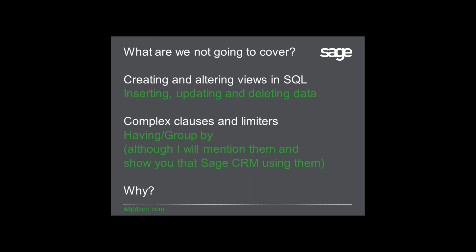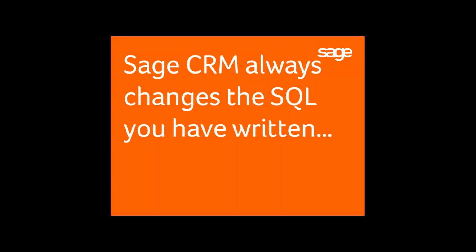Now, all of that raises the question of why we are going to work in a particular way. One of the reasons is because Sage CRM nearly always changes the SQL that you've written. So if you define in your view, for example, an order by statement, what you'll find is that if that view is used in the context of a list, CRM will try to automatically apply an order by statement anyway. And that's something that we'll look at in a little bit more detail.